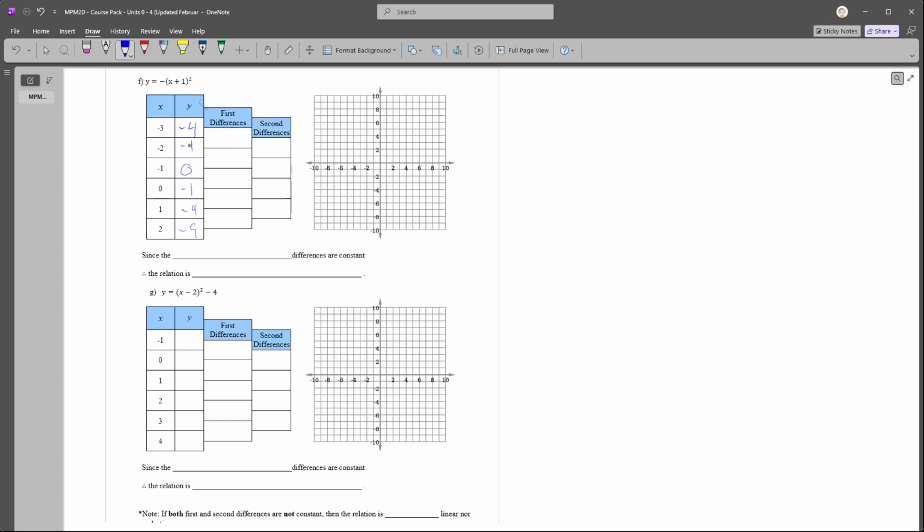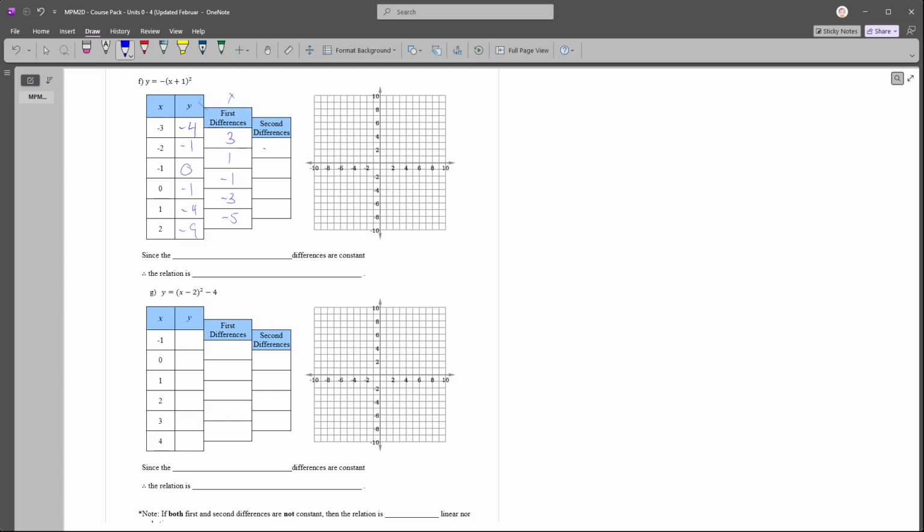Calculating our first differences. -1 minus -4 is going to give you 3. 0 minus -1 is going to give you 1. Sorry, the previous one was just a 1. -1 minus 0 is just -1. -4 minus -1 is going to give us -3. And -9 minus -4, -9 plus 4 is going to give us -5. Not constant there. Okay, how about second differences?